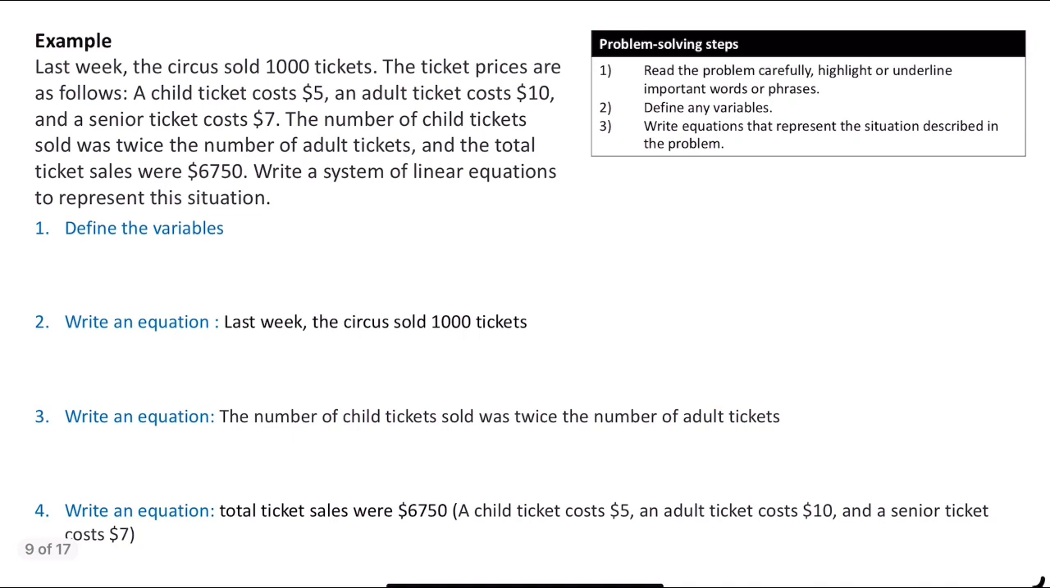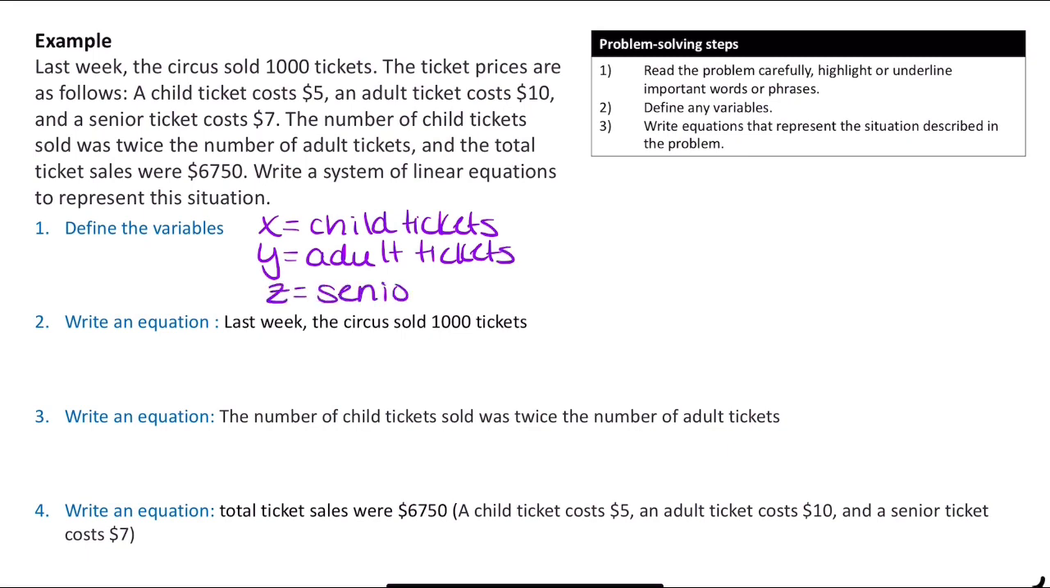So first we want to think about what it is that we don't know in this problem. What are the unknowns that we're trying to figure out? We don't know how many of each type of ticket was sold. So let's let that be our variable. So x will be the number of child tickets. Y will be the number of adult tickets. And z will be the number of senior tickets.